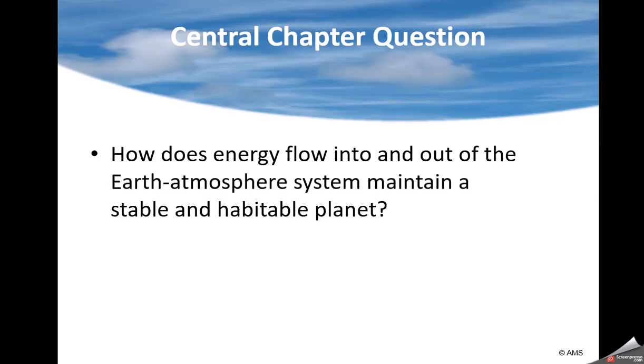So how does the energy flow in and out of this atmosphere to maintain a stable and habitable planet? There's two key words at the end. It's stable and it's habitable. In other words, the energy flow isn't tremendously changing over time.